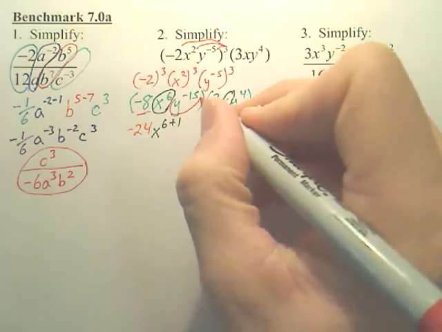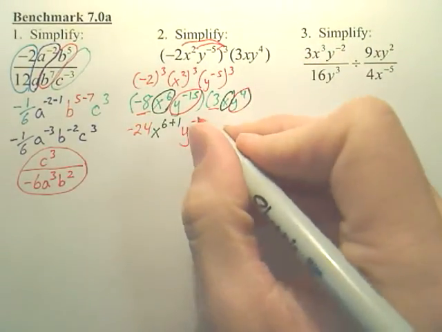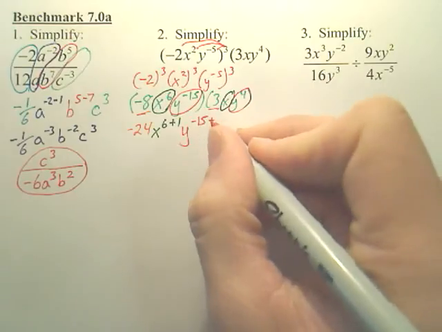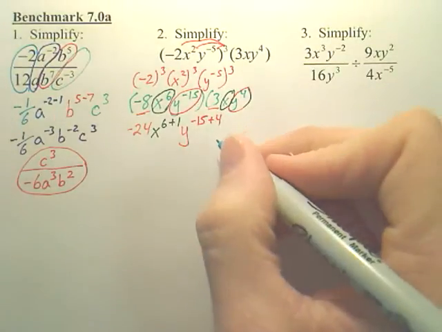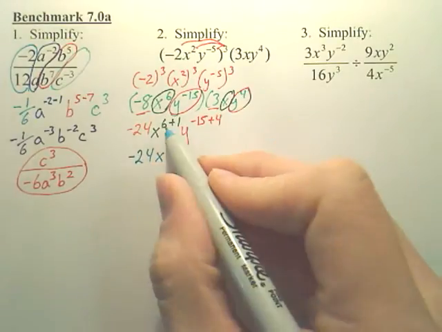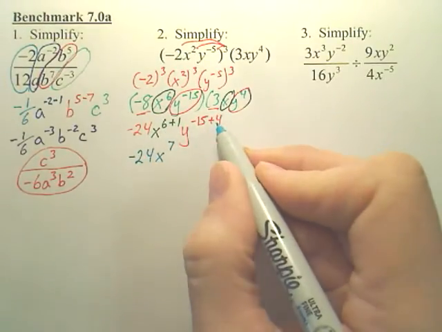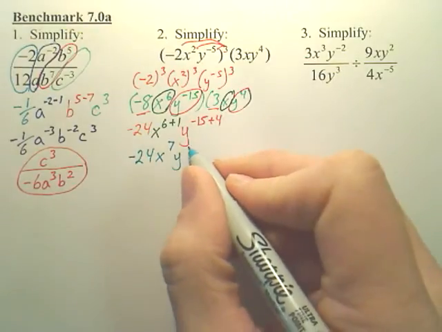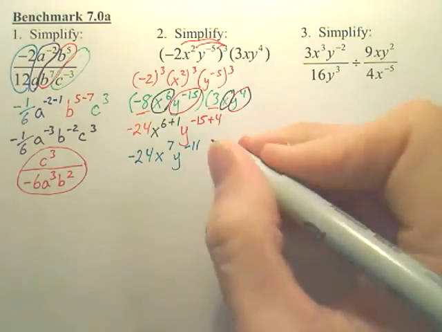And then this right here, combine the y's, well, we have negative 15 plus 4. So that ends up being negative 24, x to the, 6 plus 1 is 7. Negative 15 plus 4 is, looks like that would be negative 11. And is that an okay answer? No, we're not allowed negative powers.